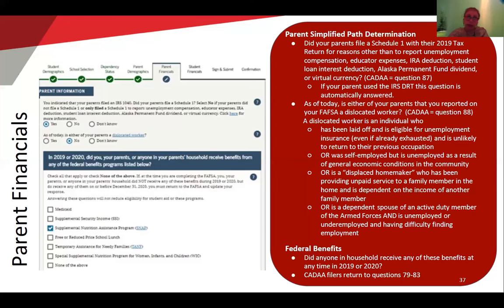If your parents filed a Schedule 1 and you are unable to determine the specific reasons as to why they filed it, then you can also enter a response of don't know to this question. Lastly, if your parents were able to successfully use the IRS data retrieval tool, this question is automatically answered for them. The data retrieval tool will do the analysis and correctly respond to that question. So you won't need to enter a manual response.